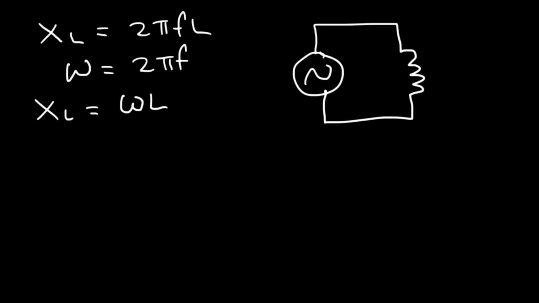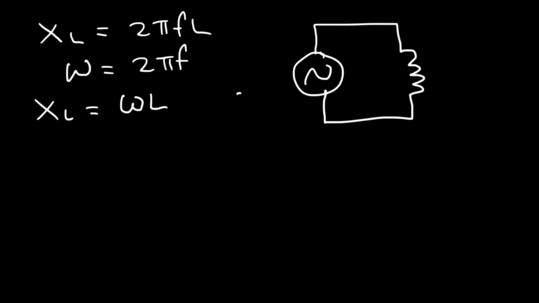Now granted, no inductor is perfect. There's going to be some resistance in the coils of the inductor. And that resistance will dissipate energy as heat. But assuming the inductor has no resistance, then it dissipates no energy. It simply stores it temporarily.